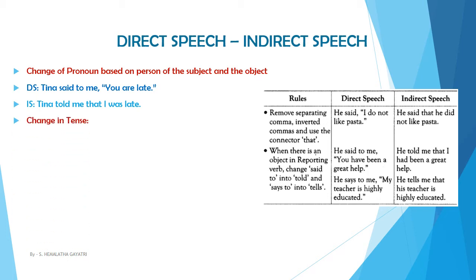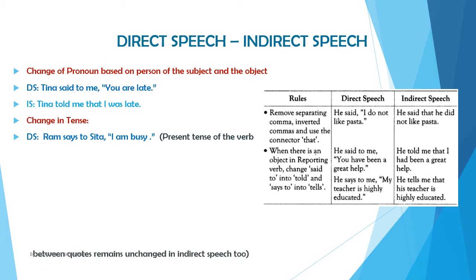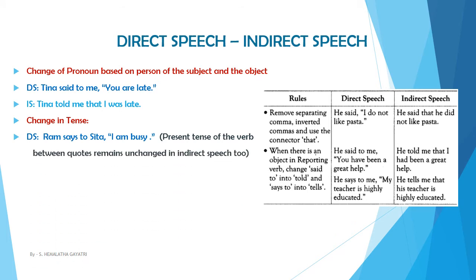Now we have to consider a sentence where there is no change in tense. Ram says to Sita, I am busy. The present tense of the verb between the quotes remains unchanged in indirect speech. Why? Because here says is given. So he is busy. Let's see the indirect speech sentence for that. Ram tells Sita that he is busy. It's still in the present tense. We need not change into past tense.